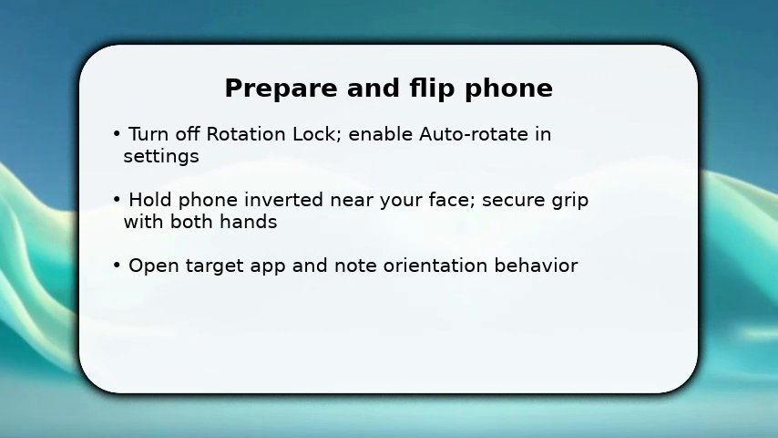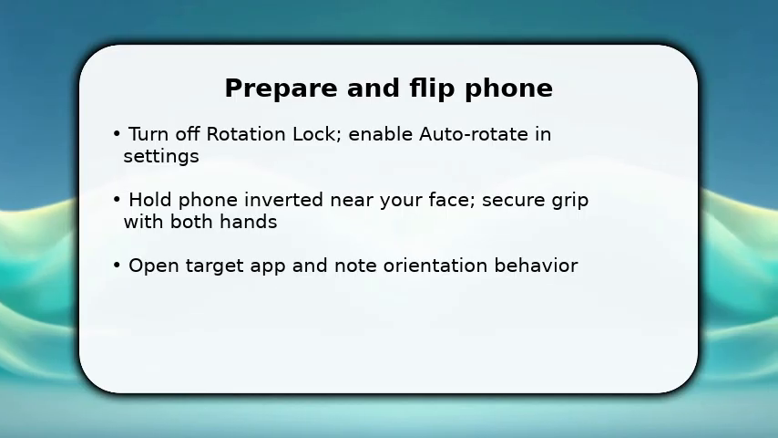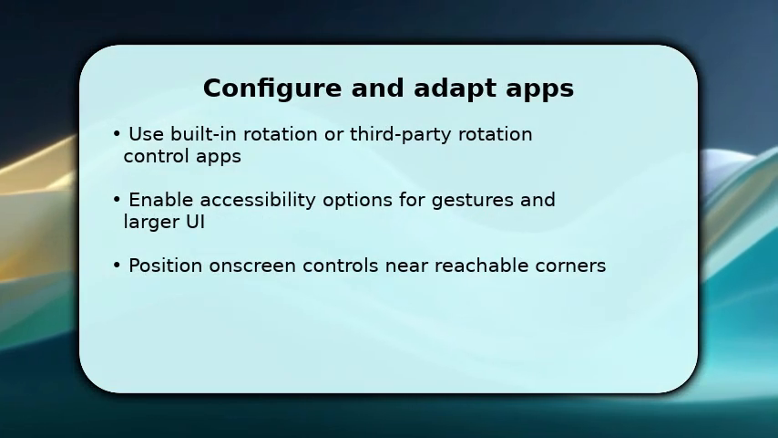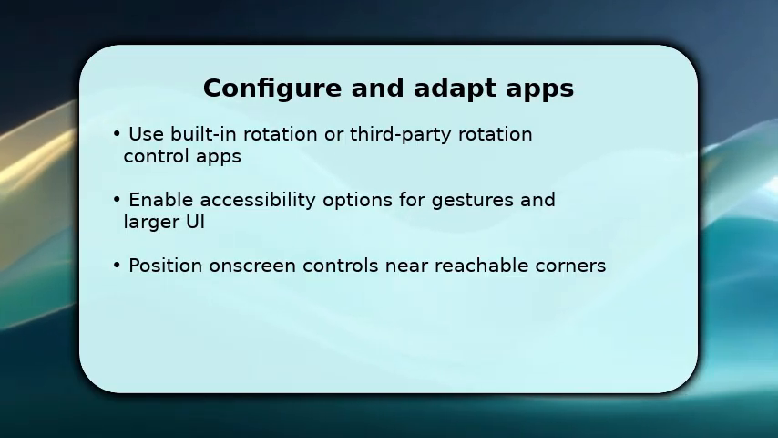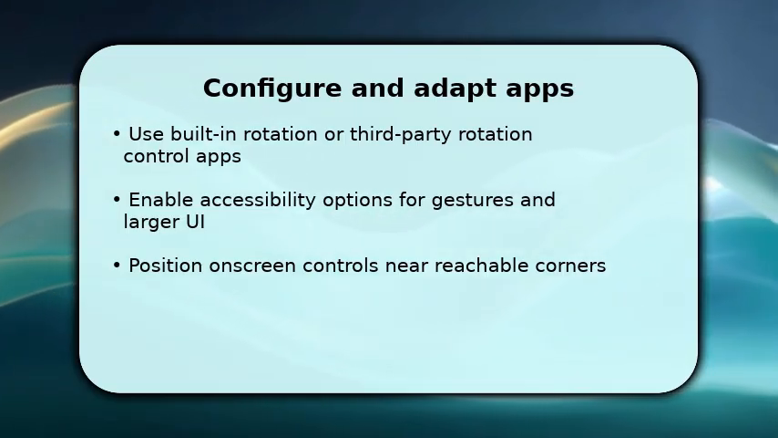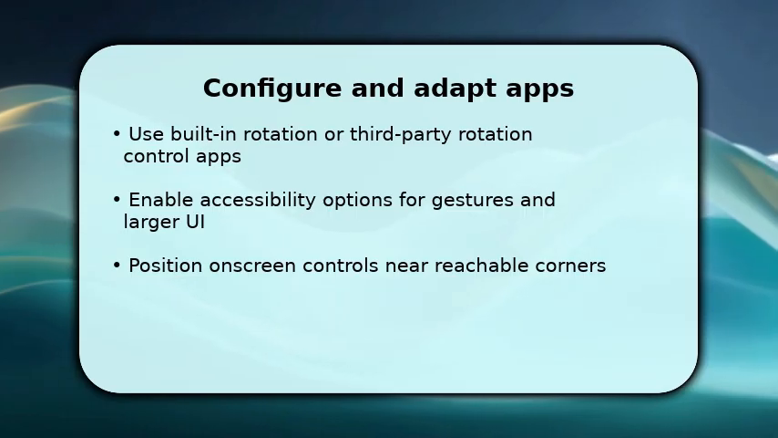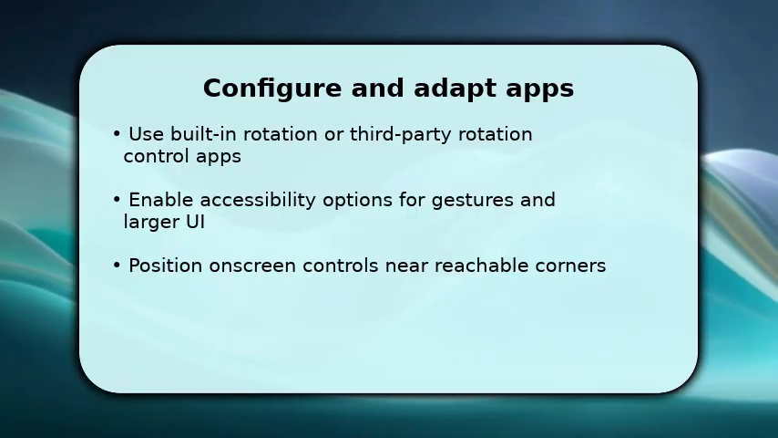Next, you configure apps and controls so upside-down use is practical. Enable System Auto Rotate or install a rotation control app to force orientation when an app resists, because some apps lock landscape by default. Once configured, adjust gesture sensitivity and accessibility settings so swipes and taps register reliably when inverted.